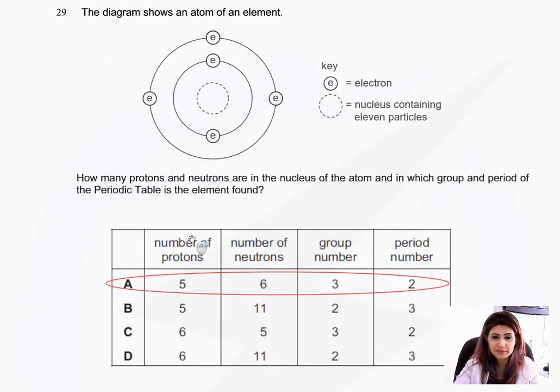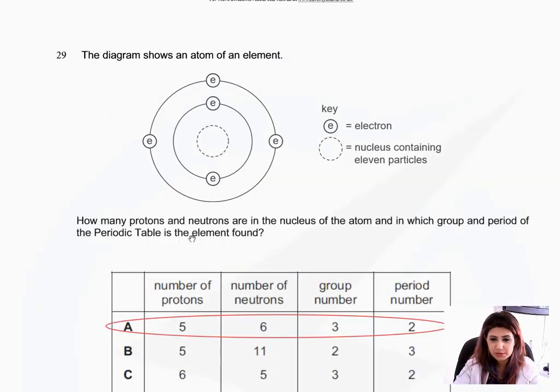29. How many protons and neutrons are in the nucleus of the atom, and in which group and period of the periodic table is the element found? Okay, it is an element, so I know the number of electrons will be exactly the same number as protons. 1, 2, 3, 4, 5. So 5 protons and 5 electrons, so 5 will be boron. So I know it's boron.